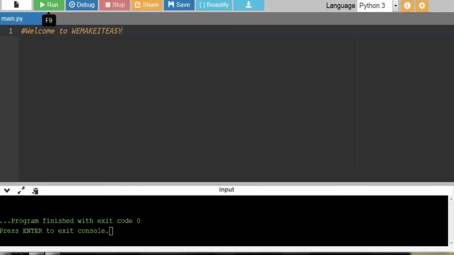Factorial is not defined for negative numbers, and the factorial of 0 is 1. And let's get started.